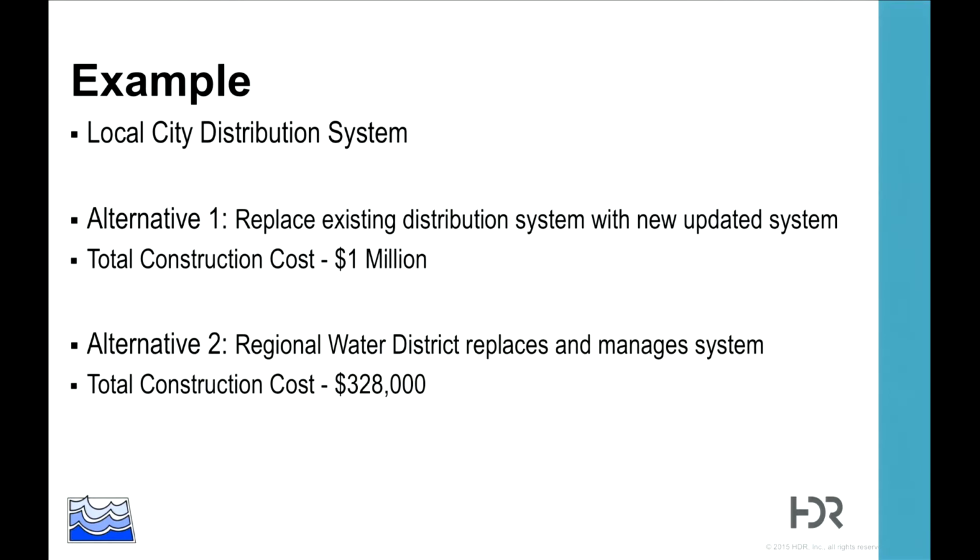The second alternative is they already purchase a large amount of water from a regional water district. They would work with the regional water district and have them replace and manage the system at a reduced cost of approximately $328,000 in terms of construction.